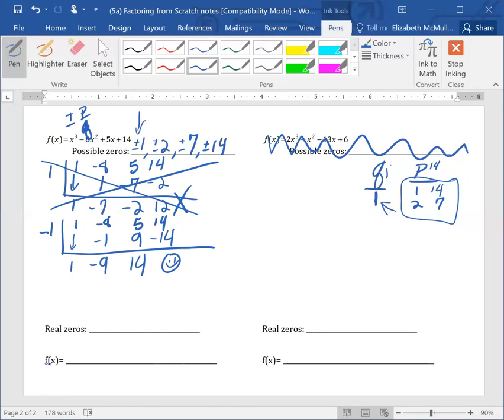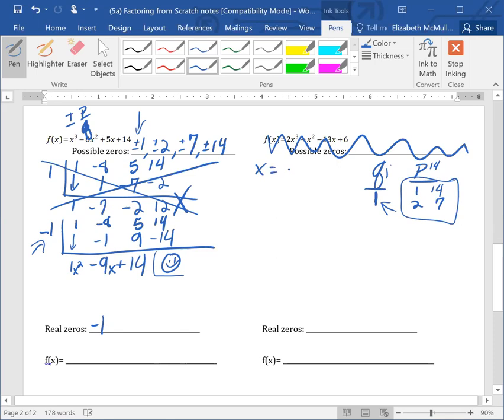So remember, we got to put in our x's. This is our remainder. So this is our constant. This is our x term. This is our x squared term. Put in my plus sign here. So I know that one of my factors, one of my zeros, is -1, which means that x equals -1. And if I want to list that as a factor, I have to set it for 0. So x plus 1 equals 0. So that's one of my factors, x plus 1.